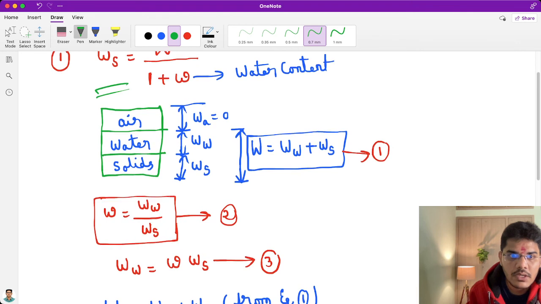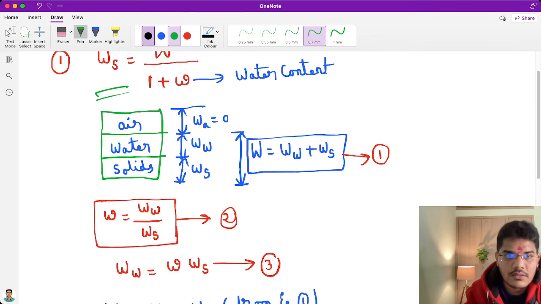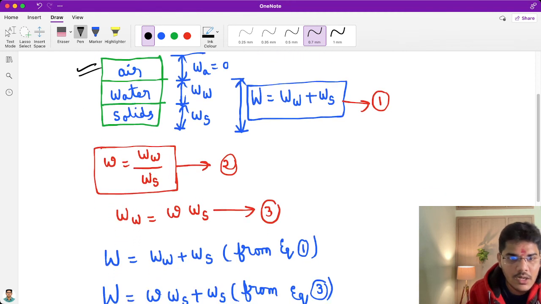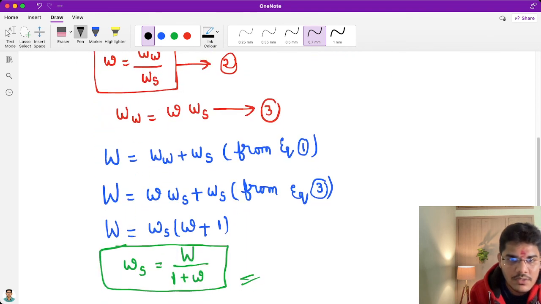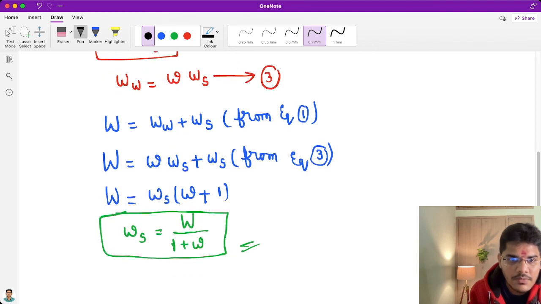Why I am highlighting the three-phase diagram is because if you want to solve any problem, especially from this chapter, you should know how to draw the three-phase diagram for a given question. That is why it is very important. I have drawn the three-phase diagram, and from that I have framed one equation. We know the water content definition, and from that I took the first equation and derived the formula. It is as simple as that.